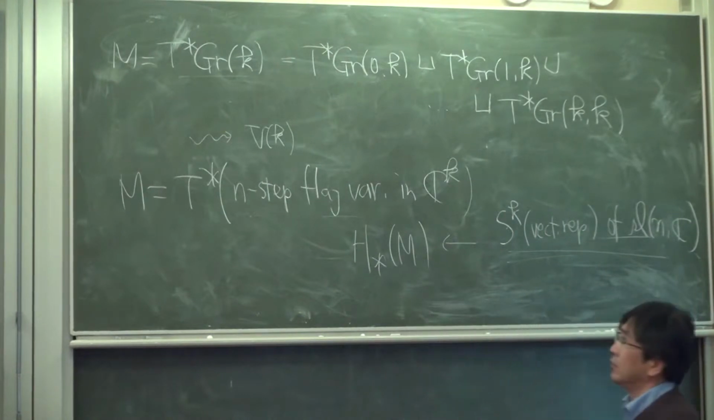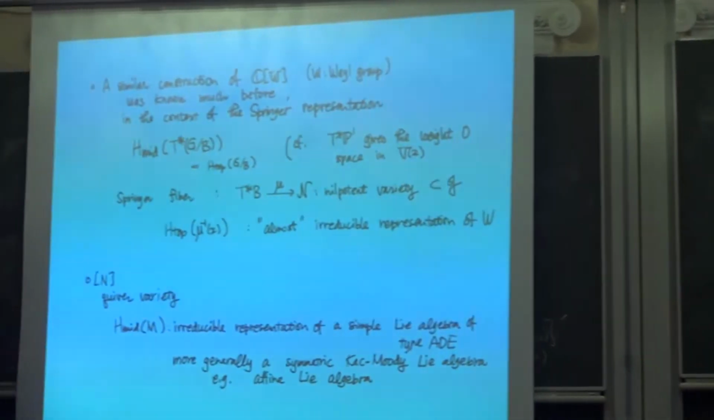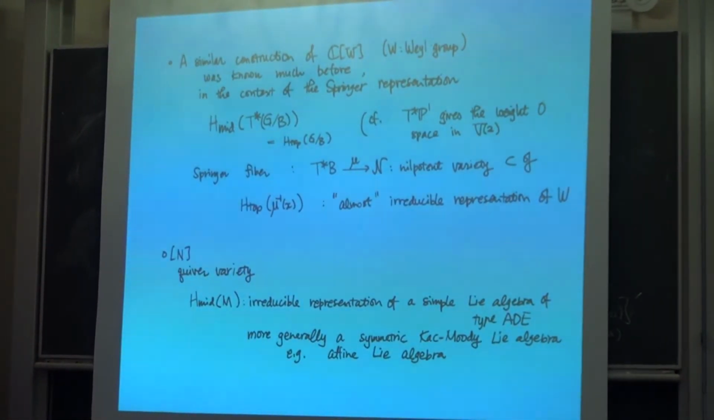And the similar construction of the Weyl group. So for type A, the Weyl group is just a symmetric group. It's a finite group. Representation of the Weyl group can be constructed in a geometric way. I mean, that is more familiar, because the Weyl group is a finite group. It's a discrete group. So realizing the representation of a discrete group on the cohomology group of some space is a more familiar concept.